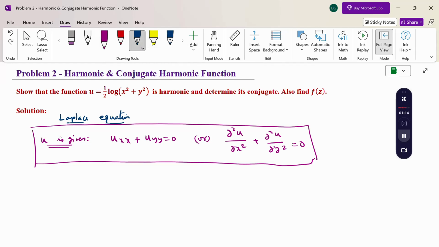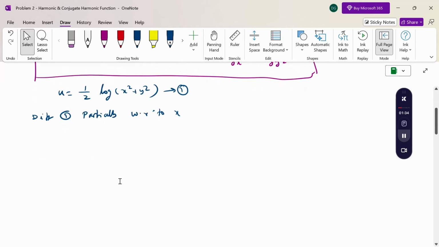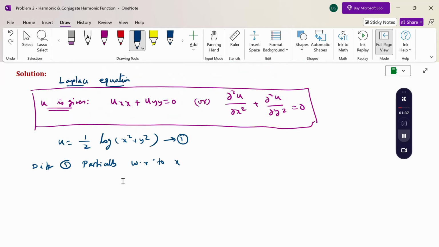Now given u equal to 1 by 2 log of x square plus y square. Now consider this as equation number 1. Differentiate 1 partially with respect to x. Therefore, when I differentiate with respect to x, ux equal to 1 by 2 constant, d by dx of log x, differentiation of log x is 1 by x.